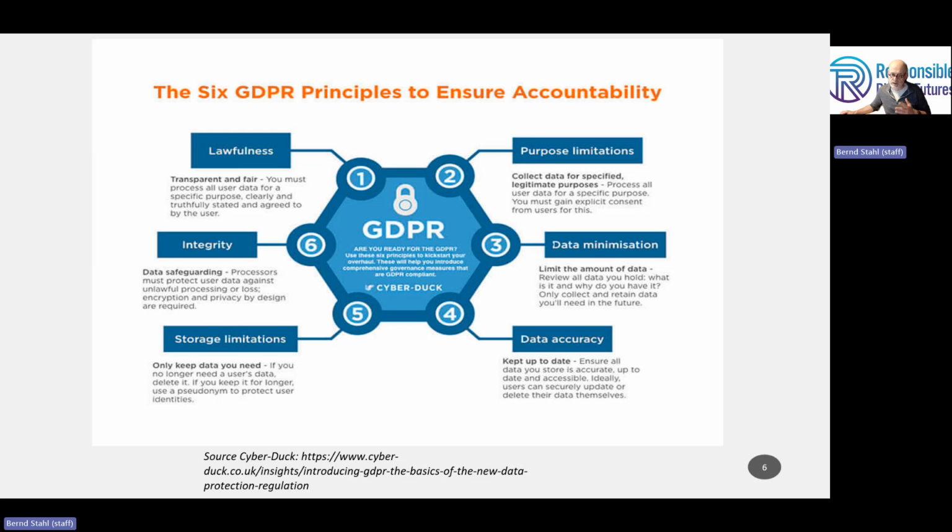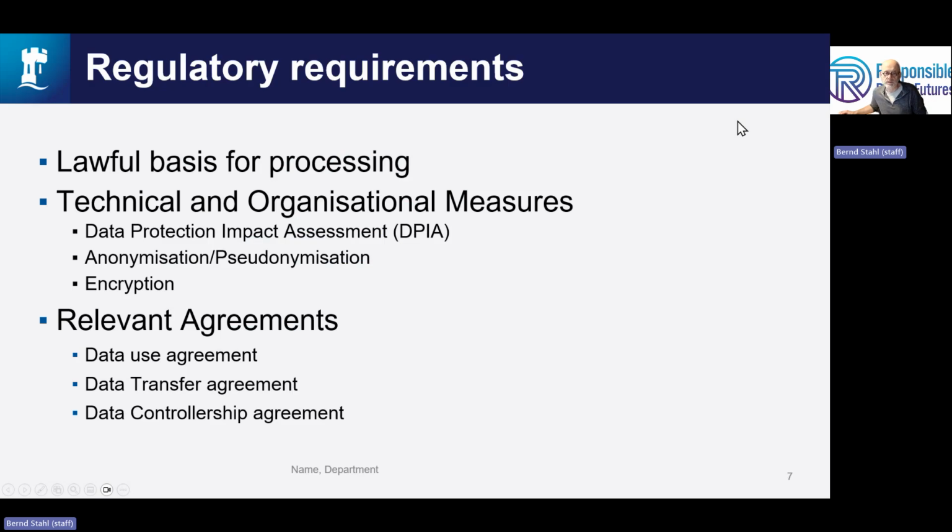There's the accuracy. You have to make sure that the data is correct and that people have ways of rectifying it if there's a mistake in the data. There's a storage limitation. That means you cannot use it any longer than you need it. So the question then is, how long do you need it? That's something you need to think about before you collect the data. And then finally, there is integrity, making sure that the data is not lost, is not disclosed without authorization. So these are the legal principles of the GDPR, which come directly from the fair information principles.